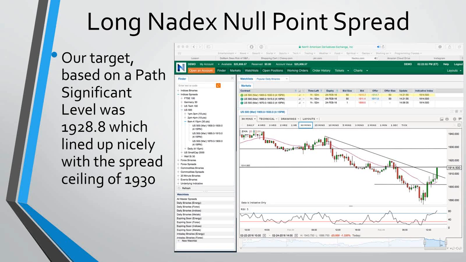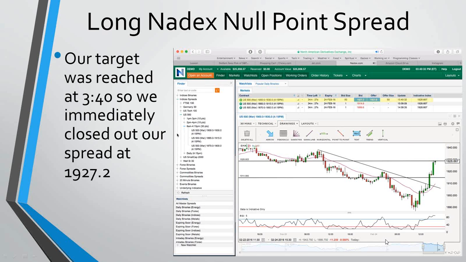Our target based on a past significant level was 1928.8, which lined up nicely with the spread ceiling of 1930. But you can see on the chart right here, it also lined up with this bit of congestion right here, which a lot of just pure price action charting people would have looked at. Our stop level was at 1901.90, which was right here. It's the base of this moving average, and some other significant levels off to the left that we can talk about another time.